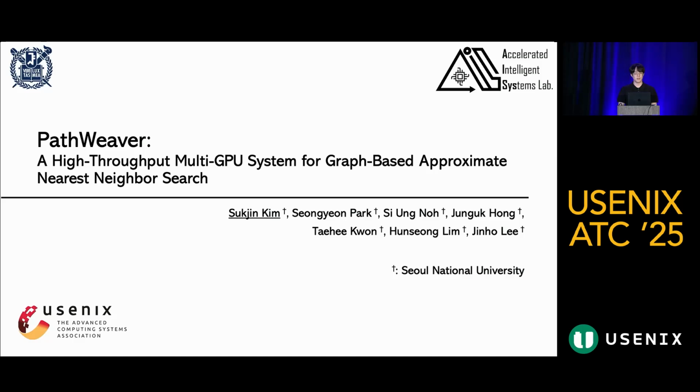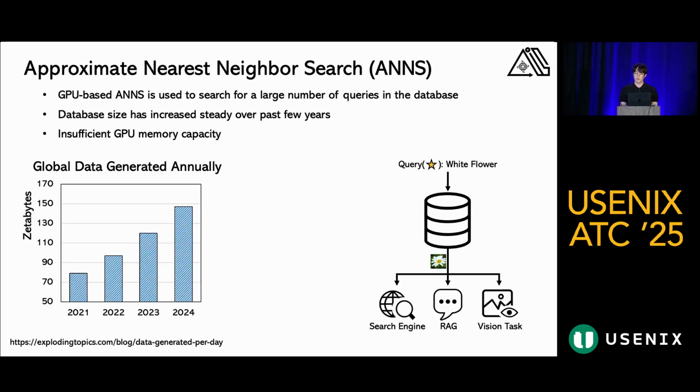Today I'll be presenting PathWeaver, a high-throughput multi-GPU system for graph-based approximate nearest neighbor search. I'd like to start by briefly introducing what ANNS is. Approximate nearest neighbor search is widely used in search engines, retrieval augmented generation, and computer vision to quickly find the most relevant point for a query.